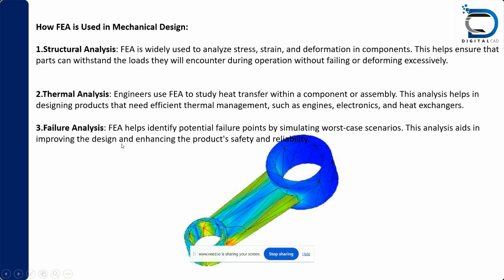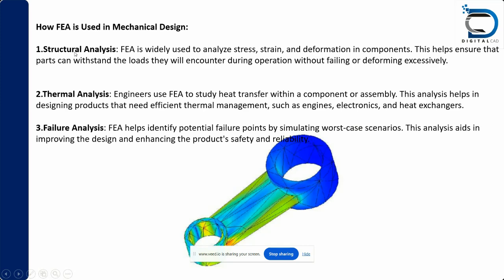And another main analysis is failure analysis. FEA helps identify potential failure points by simulating worst-case scenarios. If I'm making a part in the design, it needs to be checked virtually. We call this a validation method. In the validation in CAE, we can use FEA software to analyze and simulate that part and understand the worst-case scenario and the failure points. This analysis helps improve the design and enhance product safety and reliability.